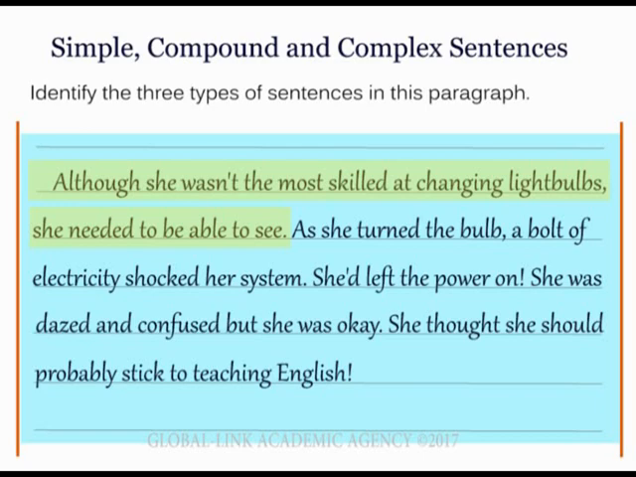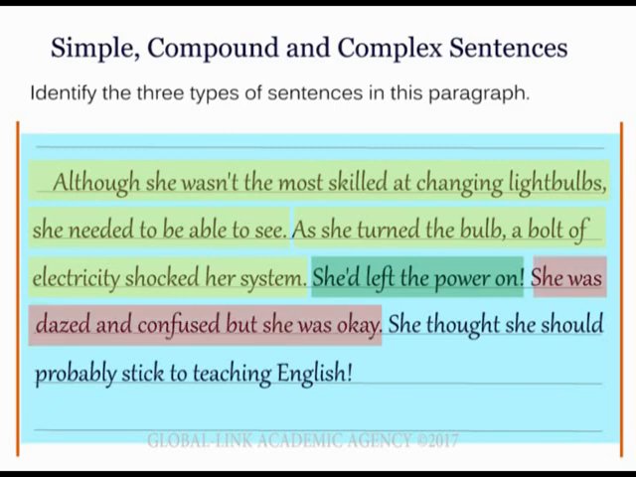That was followed by another complex sentence. As she turned the bulb, comma, a bolt of electricity shocked her system. So two separate pieces of information split with a comma, started with a conjunction. Then, pow, an impact sentence. She'd left the power on. That's a nice simple sentence with a big hard-hitting impact. Okay, so simple sentences can be really effective too.